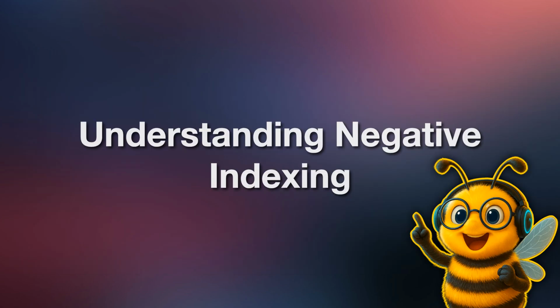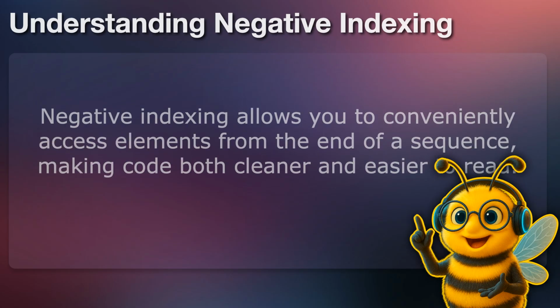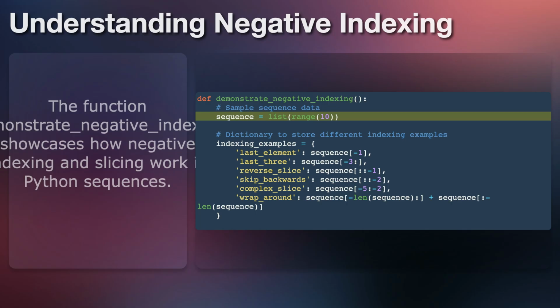Let's explore the concept of negative indexing in Python. Negative indexing allows you to access elements from the end of a sequence, making it easy to retrieve items like the last or second to last entry. Negative indexing allows you to conveniently access elements from the end of a sequence, making code both cleaner and easier to read. The function demonstrate negative indexing showcases how negative indexing and slicing work in Python sequences.